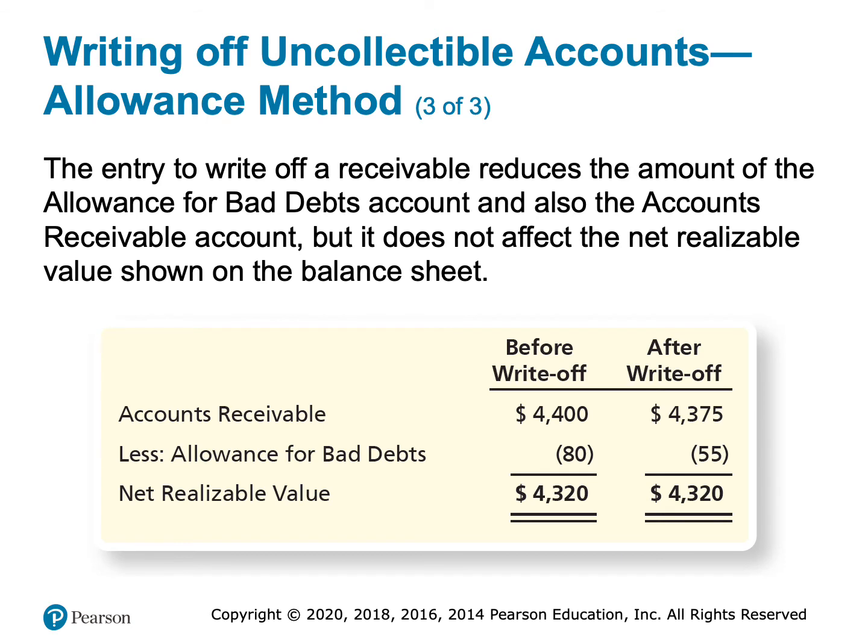Now, one thing I want to point out, let's look at the net realizable value before and after the write-off. So before we wrote off customer Clark's account, we said our net realizable value was 4320. After we wrote off customer Clark's account, notice that the net realizable value is still 4320. So writing off his account didn't change our net realizable value. It just says, hey, I now know that I'm not going to get his money, but I still am expecting to collect 4320.